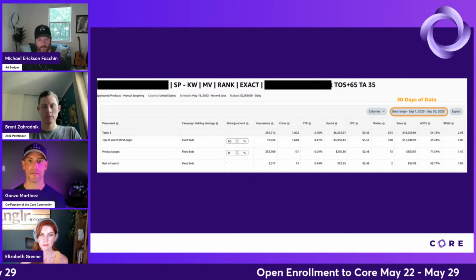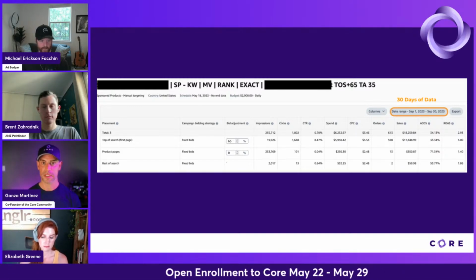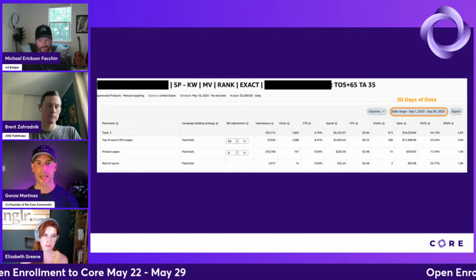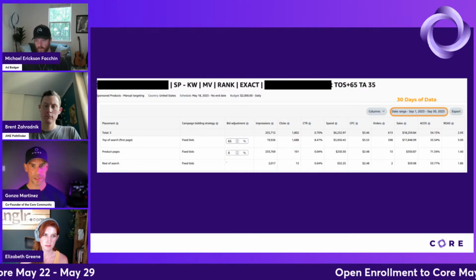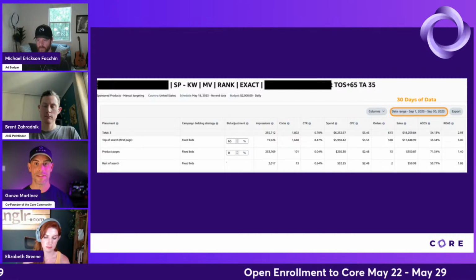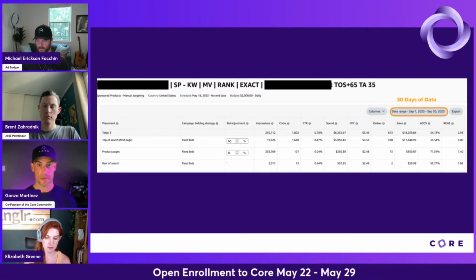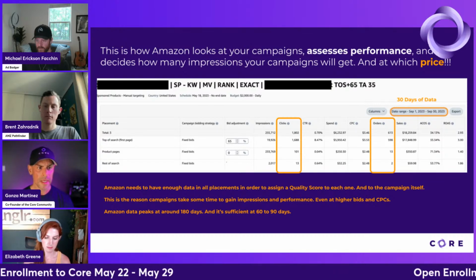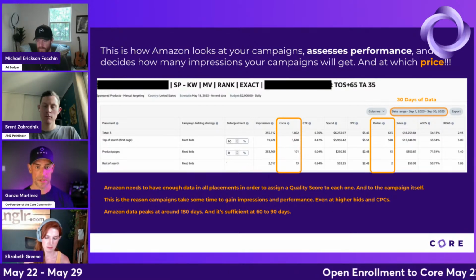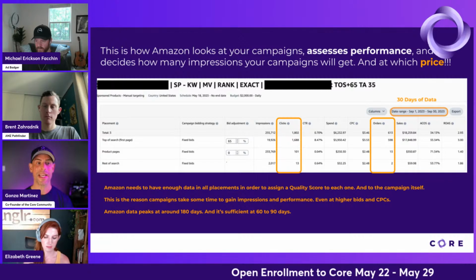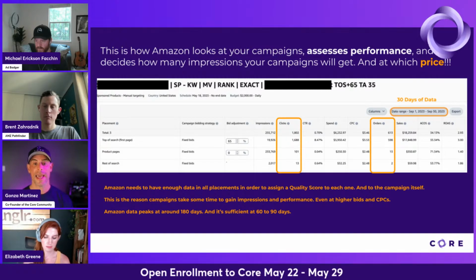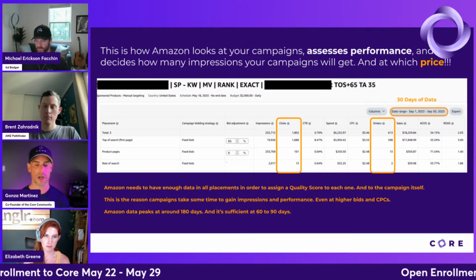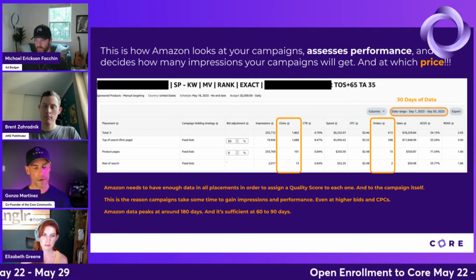And a lot of us are not even leaving campaigns running for 6 months. We turn them on and off, or we switch them. We start fresh ones. So we need to be very mindful, especially today, about the amount of data that we need to assess campaign performance, but most importantly, to make bidding decisions. So this is how Amazon looks at your campaigns. It assesses performance and decides how many impressions your campaigns will get, and most importantly, at which price. This is something that we'll talk about a little bit towards the end of the presentation.